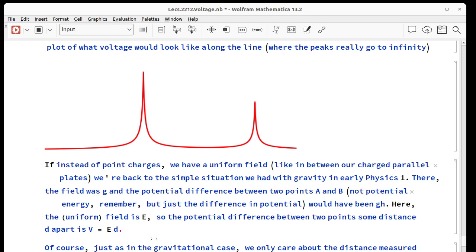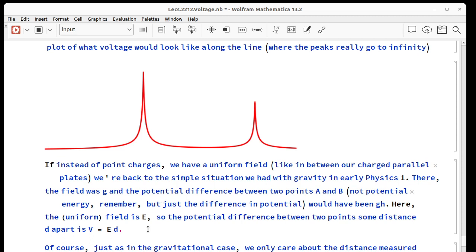If instead of point charges we have a uniform field, like between two plates that are charged in a parallel plate capacitor, we end up with the simple situation we had with gravity in early physics 1. Here our field was g, and that was constant, and the potential difference between 2 points, not potential energy, but just potential difference, would have been g times h.